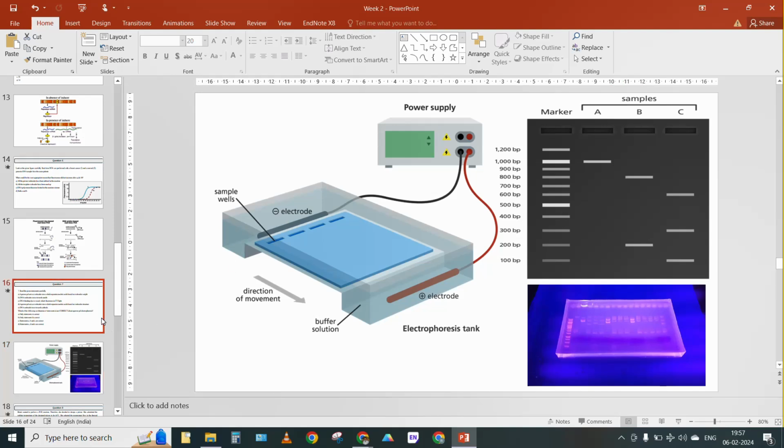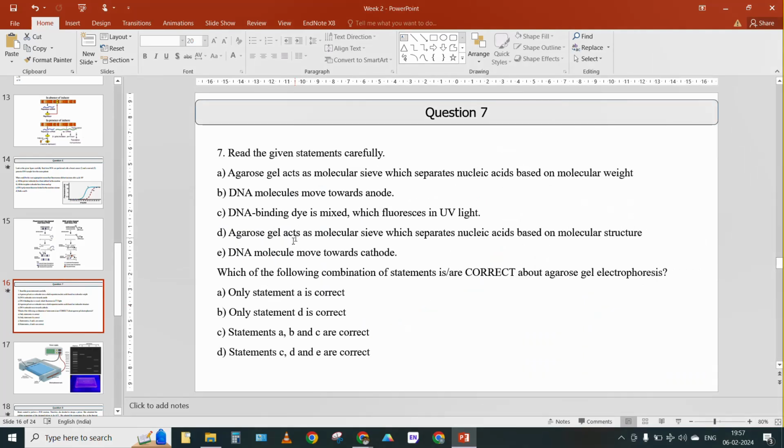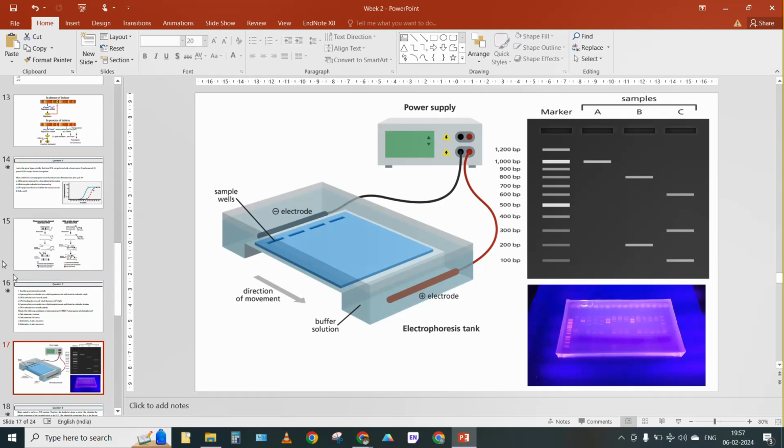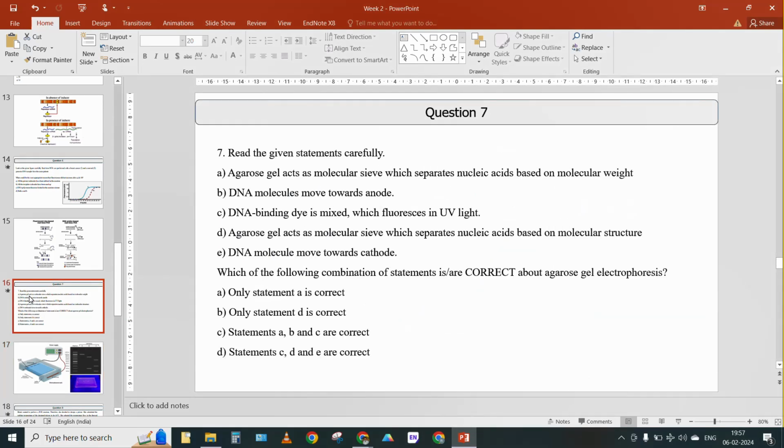The statement B is DNA molecules move towards the anode. And statement C is DNA binding dye is mixed, which fluoresces in UV light, as you can see here. So here it fluoresces in UV light.